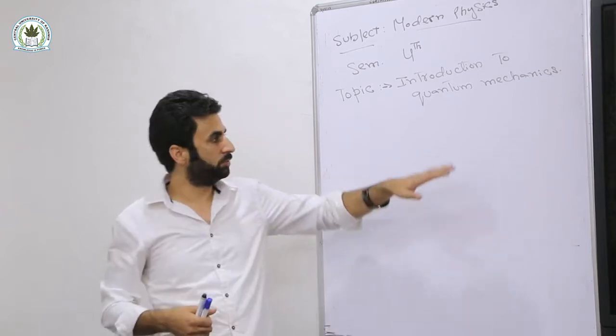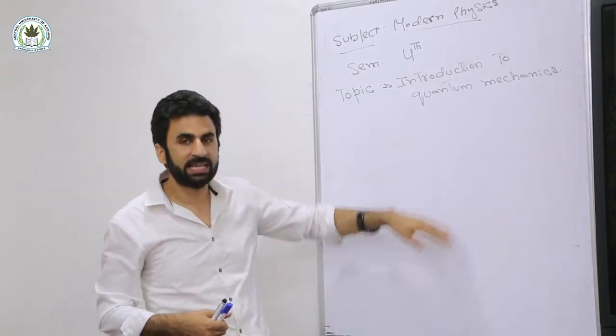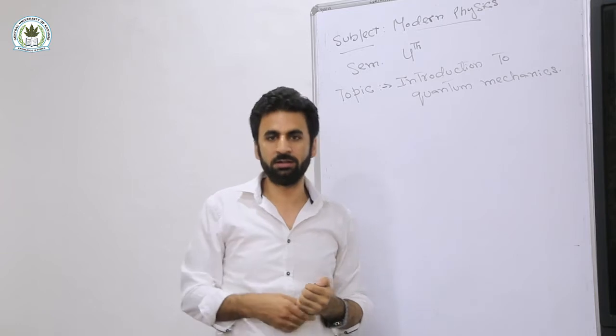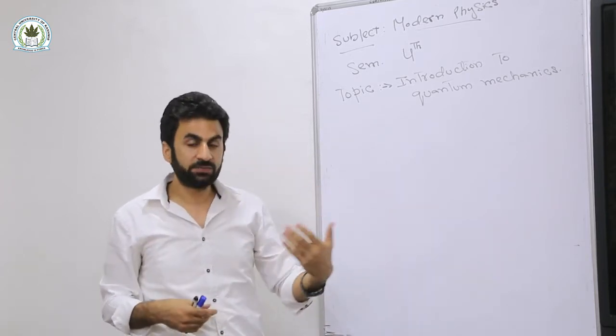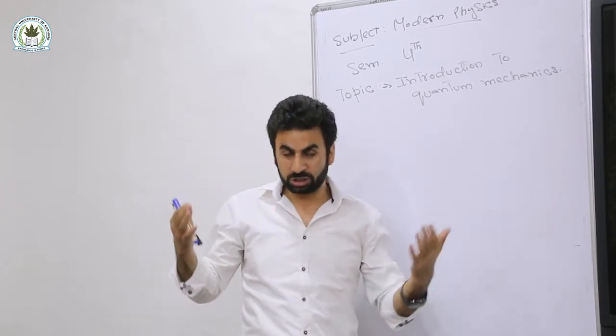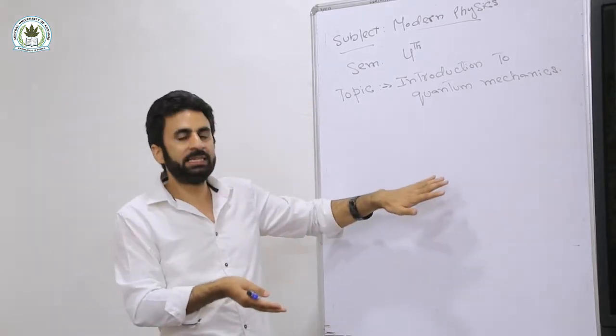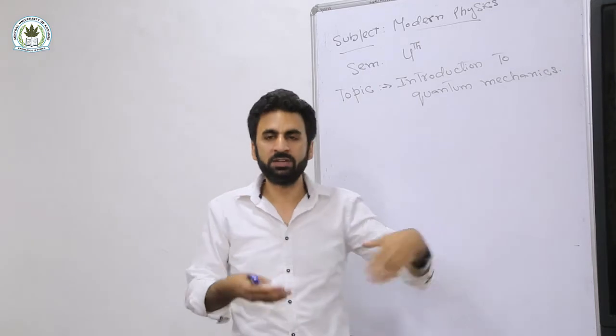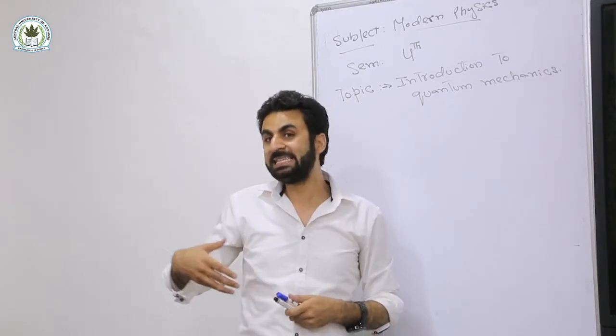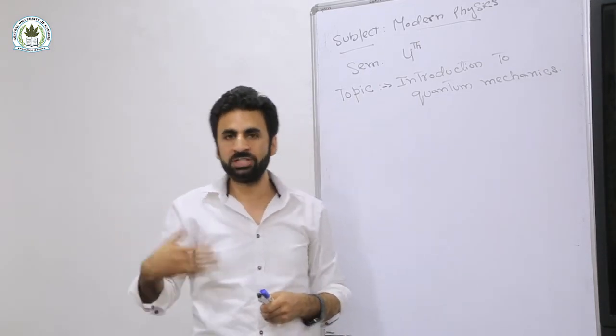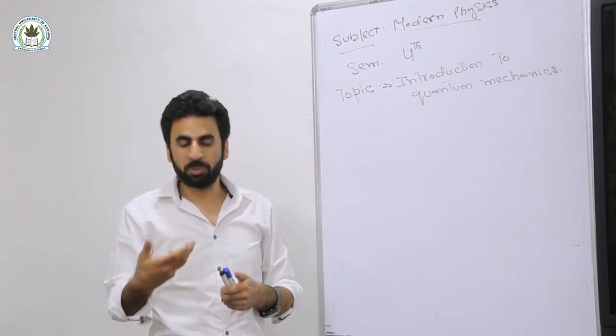So the distinction between classical mechanics and quantum mechanics is that in classical mechanics, you can predict the future of the particle provided you know the current position, momentum and the forces acting on the particle, while the same is not true in quantum mechanics. We just deal in terms of probabilities.